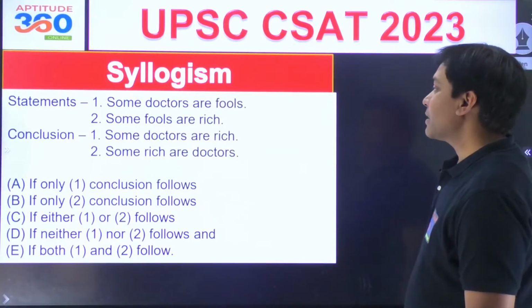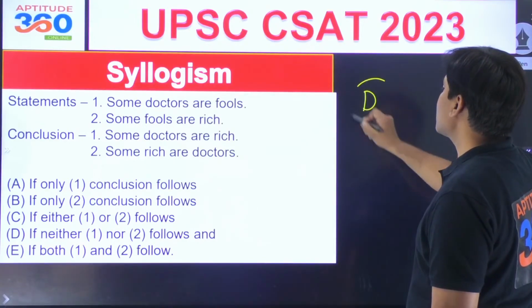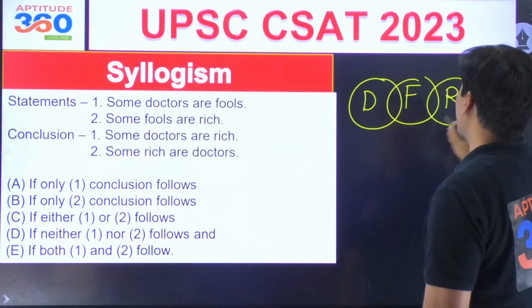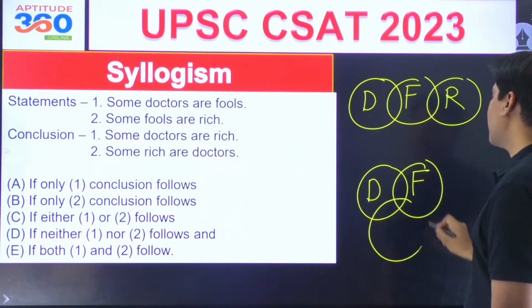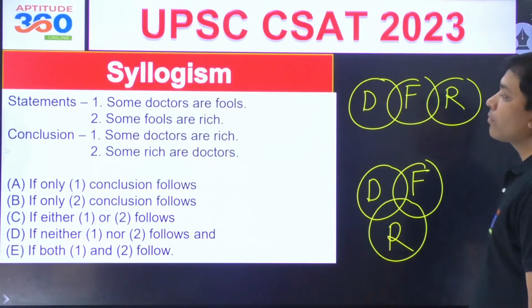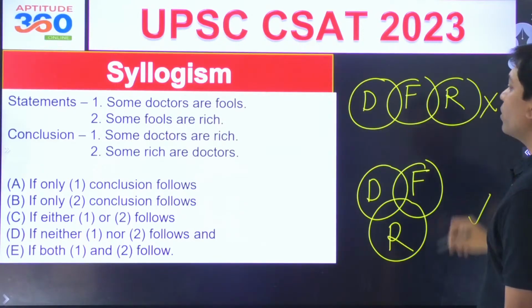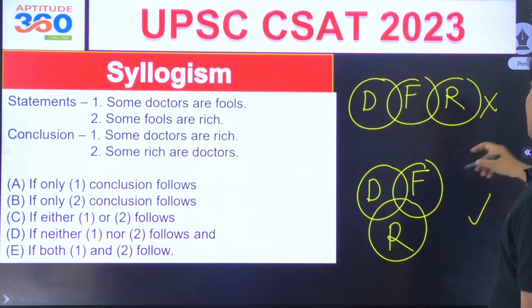Tarun is getting the answer. Fantastic. Some doctors are fools, some fools are rich. So we have doctors, some doctors are fools, some fools are rich, and then doctor, fool and rich, isn't it? So the conclusion: some doctors are rich. It is true here, but it is not true here. Some rich are doctors. So it is true here and it is not true here.